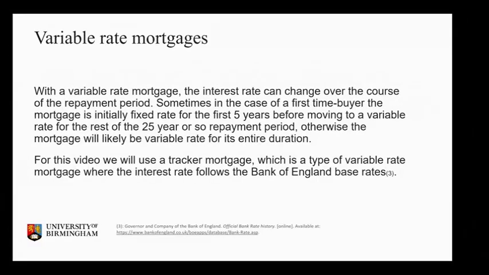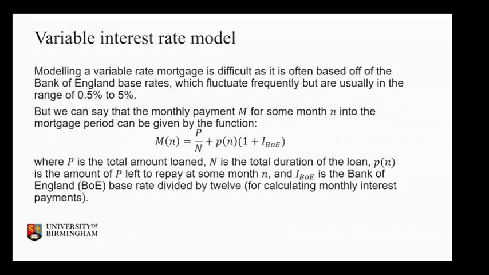Now with the variable rate mortgage, the interest rate can change during the repayment period. Sometimes, in the case of first-time buyer offers, this can be fixed rate for the first 5 years or so, before then moving to a variable rate for the rest of the mortgage. For this video, we'll be using a tracker variable rate mortgage, which is a type of variable rate which follows the Bank of England's base rates.